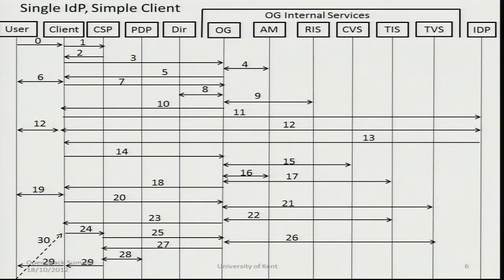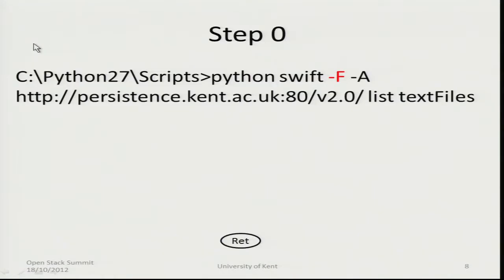Okay. So the first thing is the user types in the command. So I've got an example of that from the live demo. So the first thing you type in is, this is an example of using Swift, and you'll see there's a minus F. So those of you who are familiar with what the Swift command looks like, which probably most of you, you'll know that there isn't normally a minus F, and you normally put a username and password in, but here we're saying we want federated login. So I'm not telling the Swift client what my username and password is, because I'm going to tell that to the identity provider. I'm just saying I want federated login, okay?